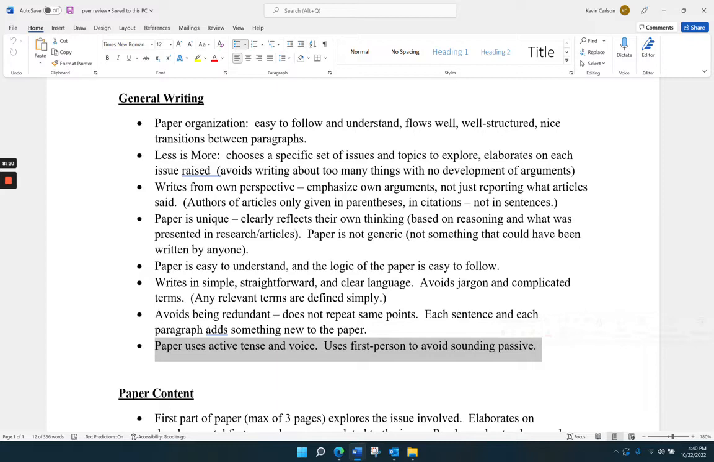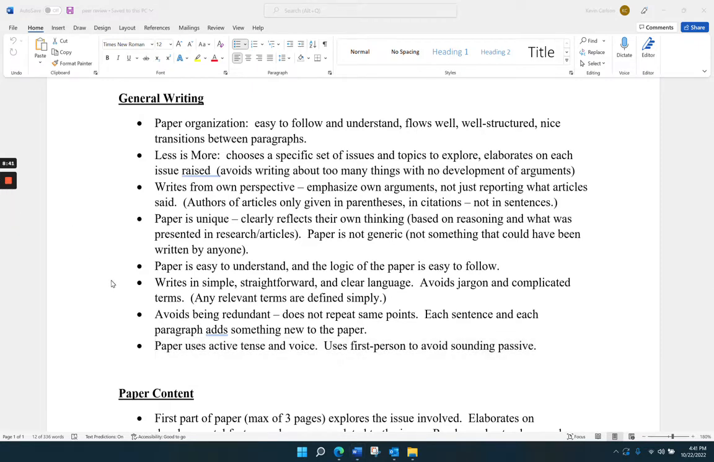Also, an active voice helps the paper show that these are your ideas. When people use passive voice, it's really hard to tell: are you saying what you think, or are you just repeating and citing something from an article that you read? So make sure that the tense is active.